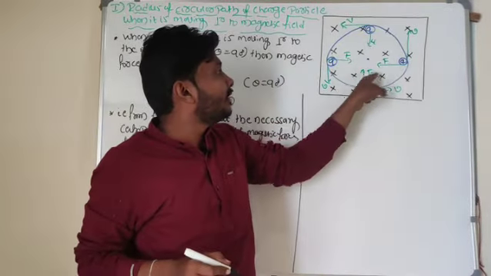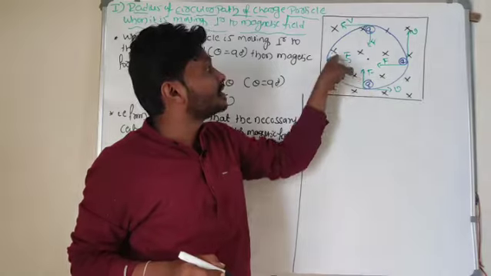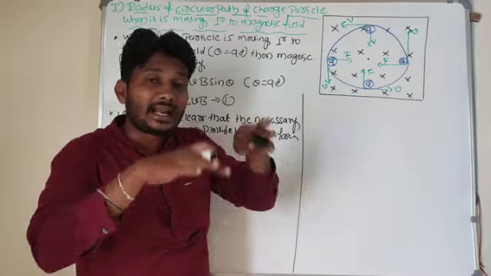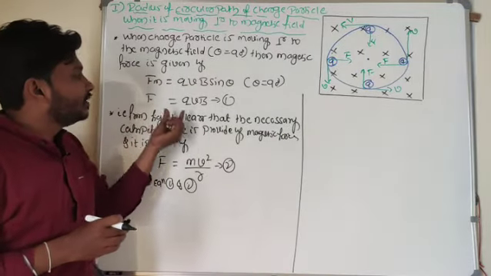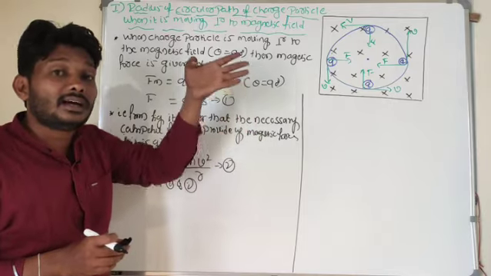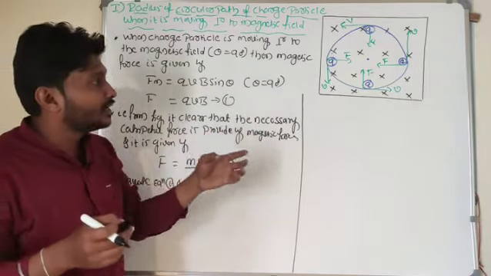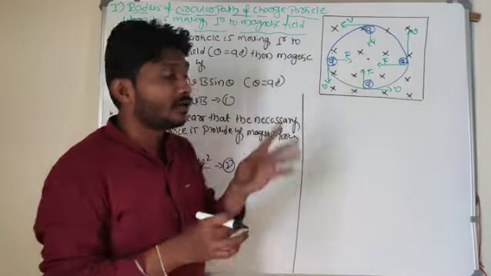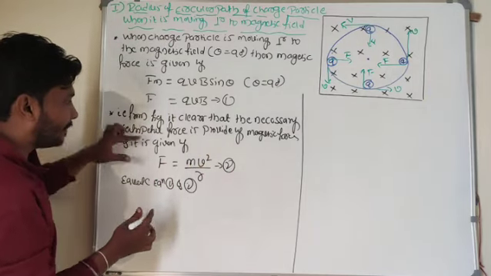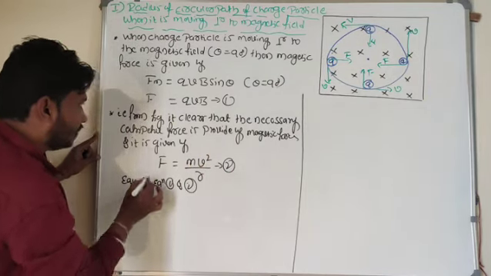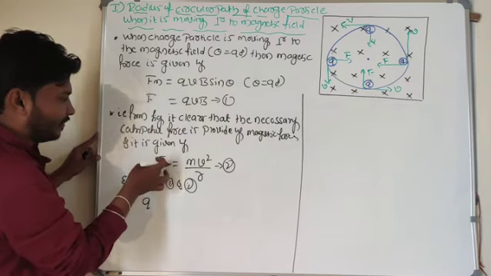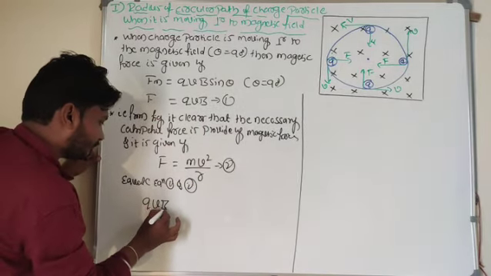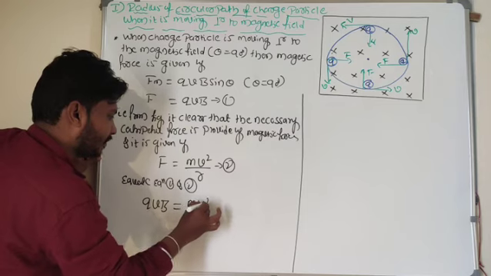Why am I equating these two equations? Because whatever the magnetic force is there, this magnetic force is acting towards the center of the circle. It means that this magnetic force acts as a centripetal force. As I wrote here, the necessary centripetal force is provided by the magnetic force. So I will compare equation 1 and 2. F of m, QVB, is equal to mv square by r.